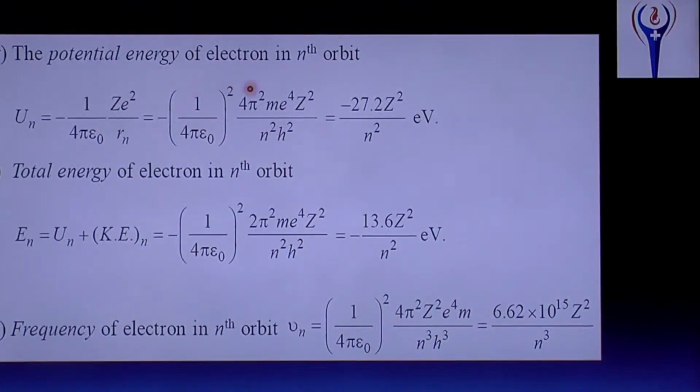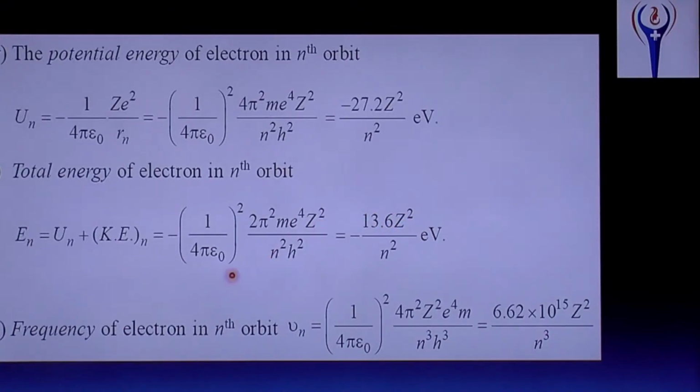In the same way, potential energy of the electron in the nth orbit, Un equal to minus 27.2 Z square by n square eV. And total energy En equal to minus 13.6 Z square by n square eV. In the problem solving session, a question will be asked: what is the ratio of the kinetic energy and total energy of an electron in Bohr's atom model? Total energy is minus 13.6 Z square by n square eV, and kinetic energy is plus 13.6 Z square by n square eV. So the ratio is 1 is to minus 1, which will be the correct option, as we have given in the problem solving session.